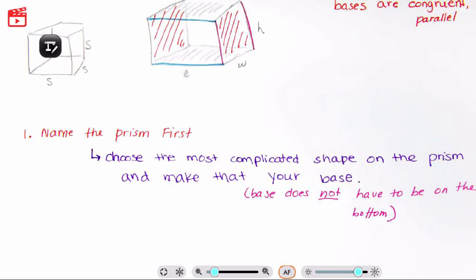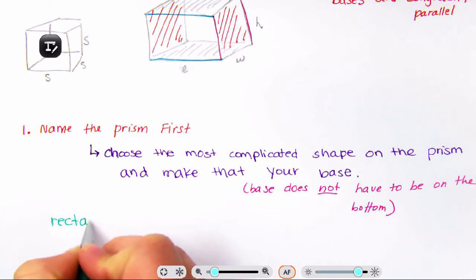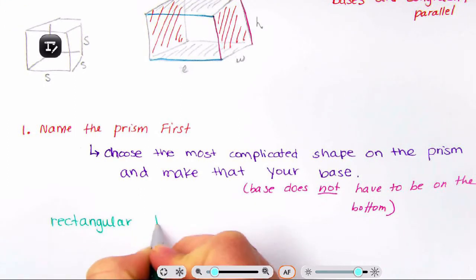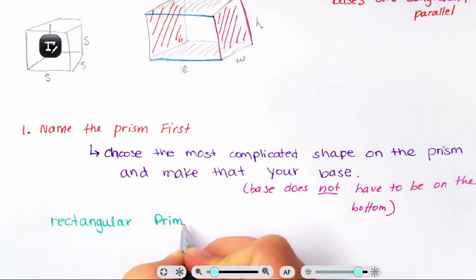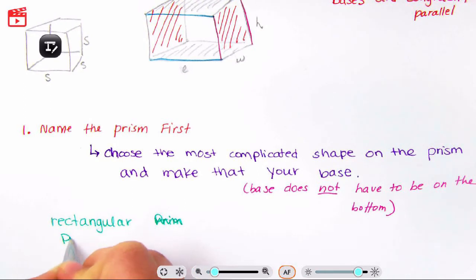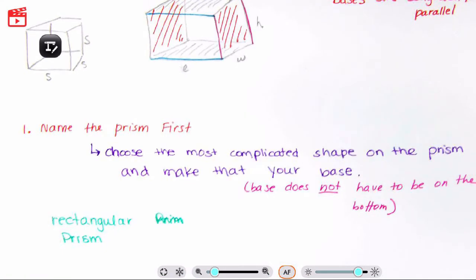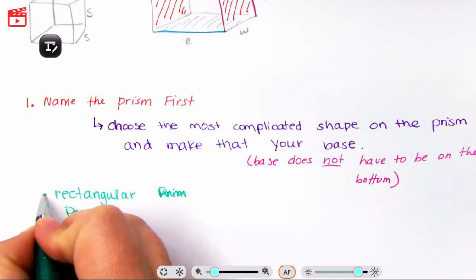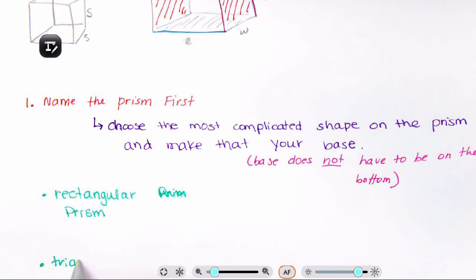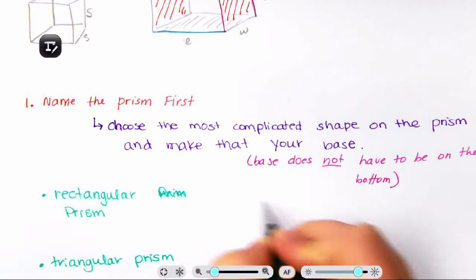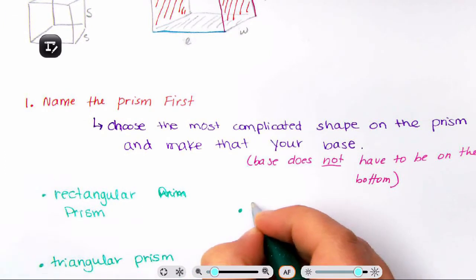All right, so step number 1 is always naming the prism. Choose the most complicated shape on the prism and make that your base. After that, throw in the word prism after that, and you're pretty much done naming it. So, for example, rectangular prism, I can spell. There's rectangular prism. Another prism that we can have is triangular prism. Another one that we can have is trapezoidal.